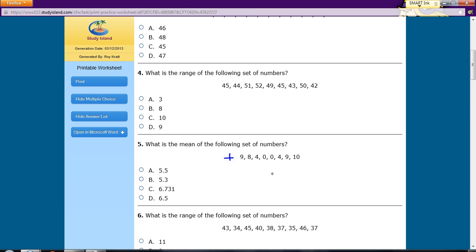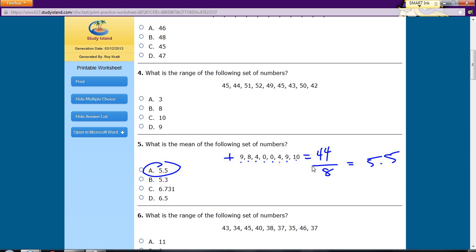So I'm going to get 9 plus 8 plus 4 plus 0 plus 0 plus 4 plus 9 plus 10. Now, obviously, I don't get any bang for my buck with the zeros, but I still have to count them as a part of my data set. So this is going to equal 44. Now, how many numbers do I have? I have 1, 2, 3, 4, 5, 6, 7, 8. So if I take 44 and divide it by 8, I get 5.5. So my mean, or my average, would be 5.5.